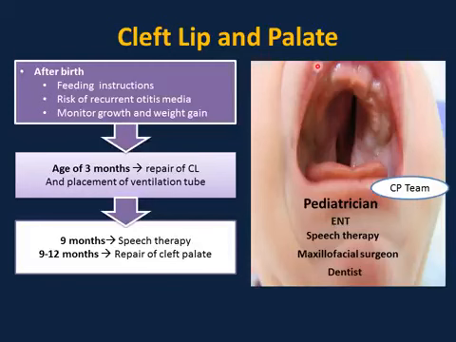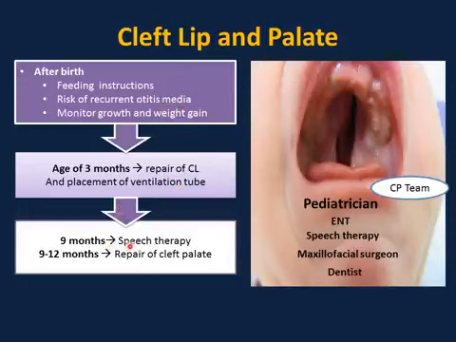Cleft lip and cleft palate is managed by a multidisciplinary team. The leader of the team is the pediatrician. Once the baby is born, you have to ensure there are no associated congenital anomalies. You have to ensure proper feeding and the adequacy of feeding, provide a lactation consultant if it's breastfeeding, a Haberman feeder if it's formula feeding, counsel the mother about the risk of recurrent otitis media with effusion, and monitor the growth, especially the weight gain, because of feeding difficulties. At the age of 3 months, refer for repair of cleft lip and the placement of ventilation tubes or ear tubes because of otitis media with effusion.